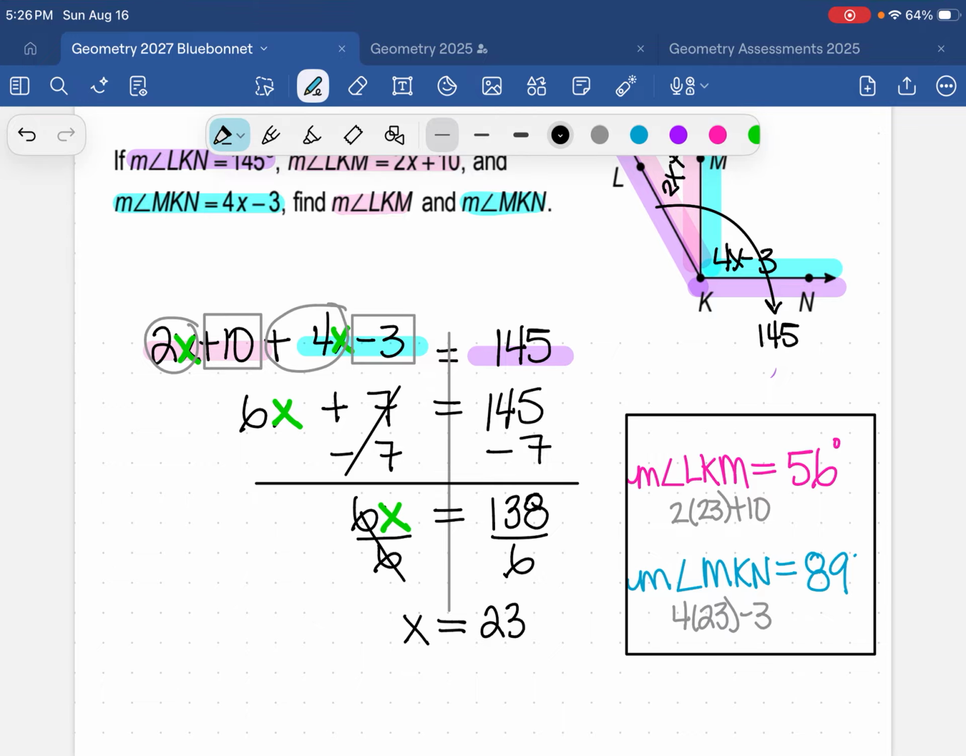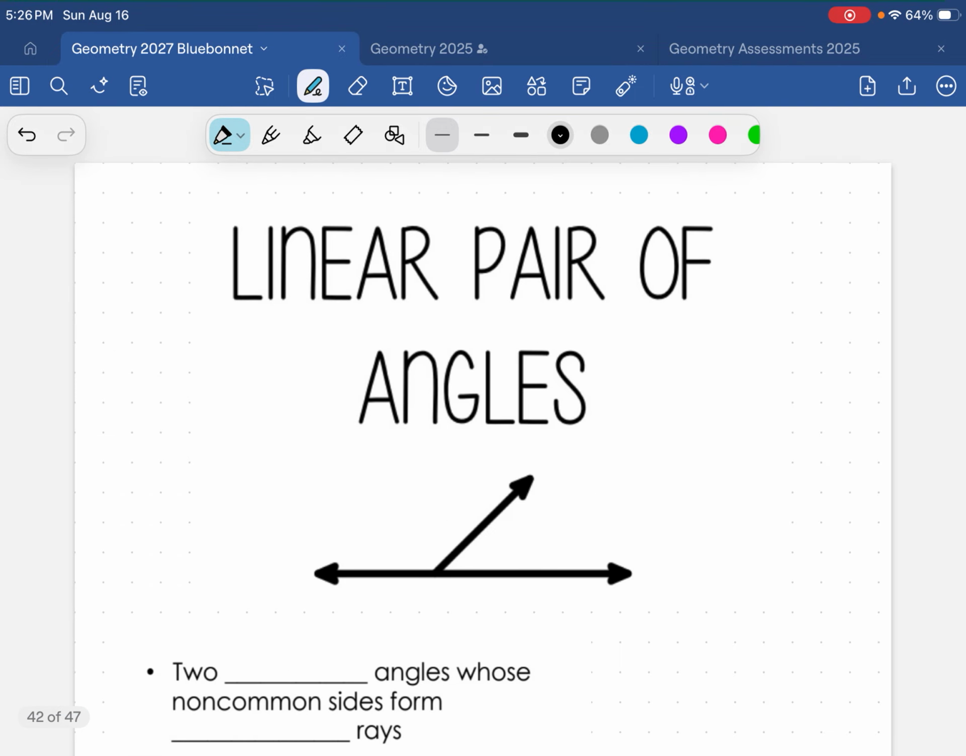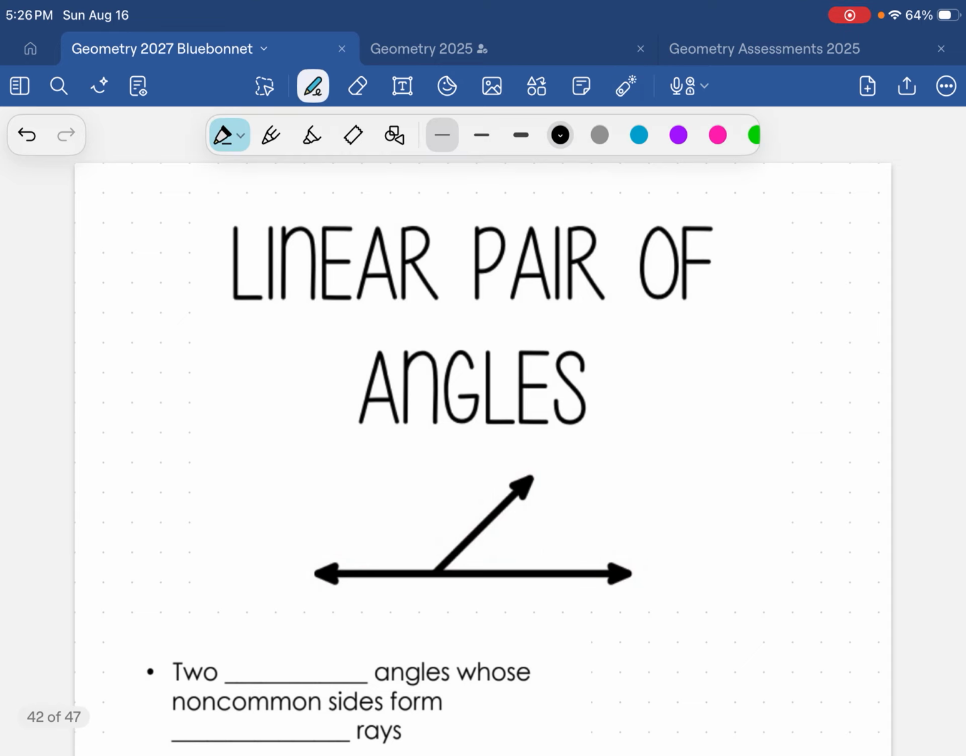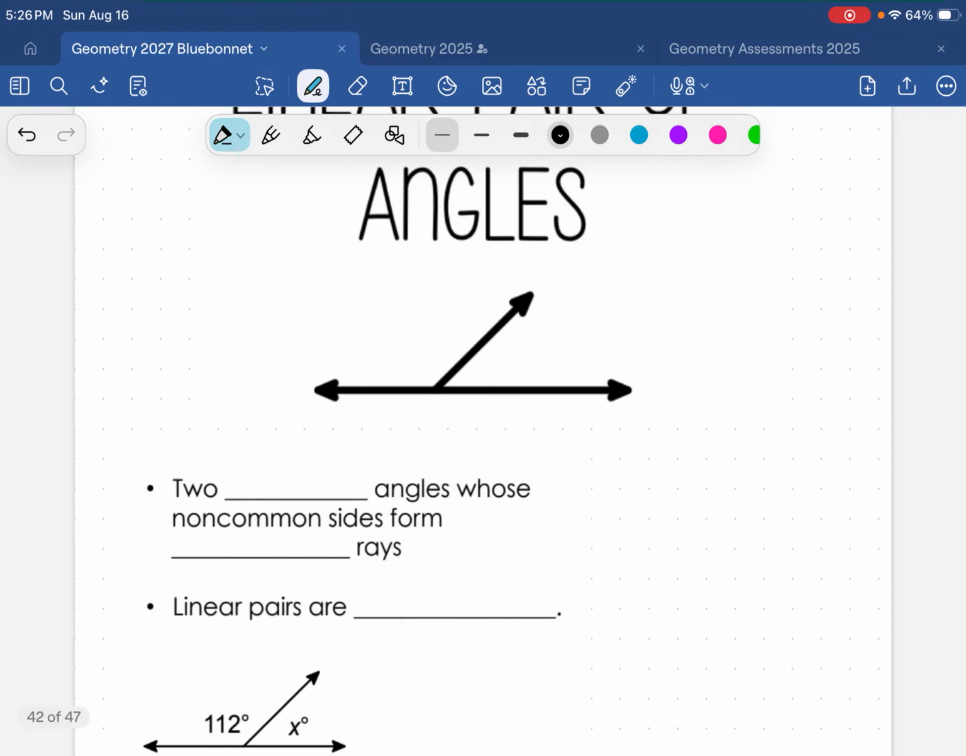Okay. All right. Our last postulate today that we're going to talk about is called the linear pair postulate. A linear pair of angles is going to make a straight line. Linear line. So notice we have this ray sticking up, creating 2 angles that make a line, creating a linear pair. A linear pair is 2 adjacent.